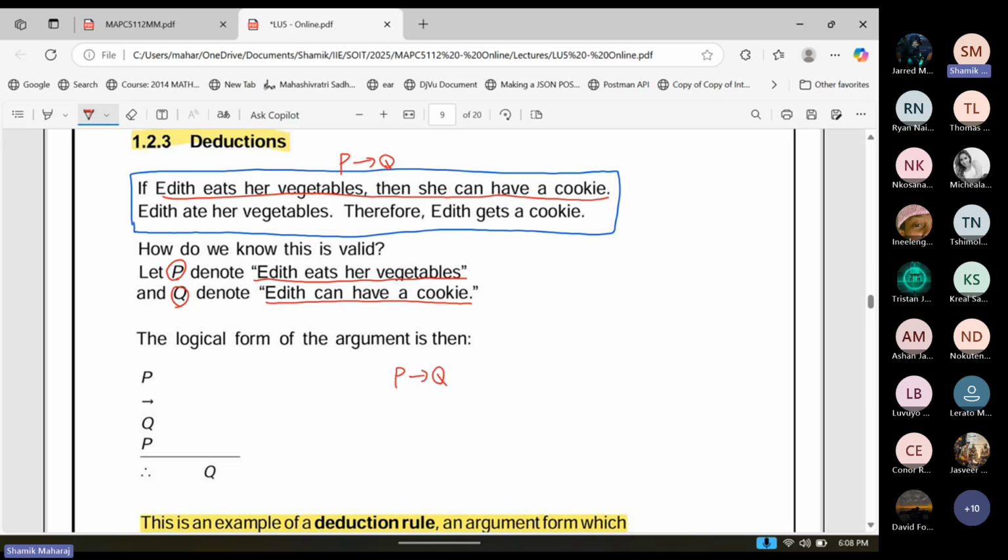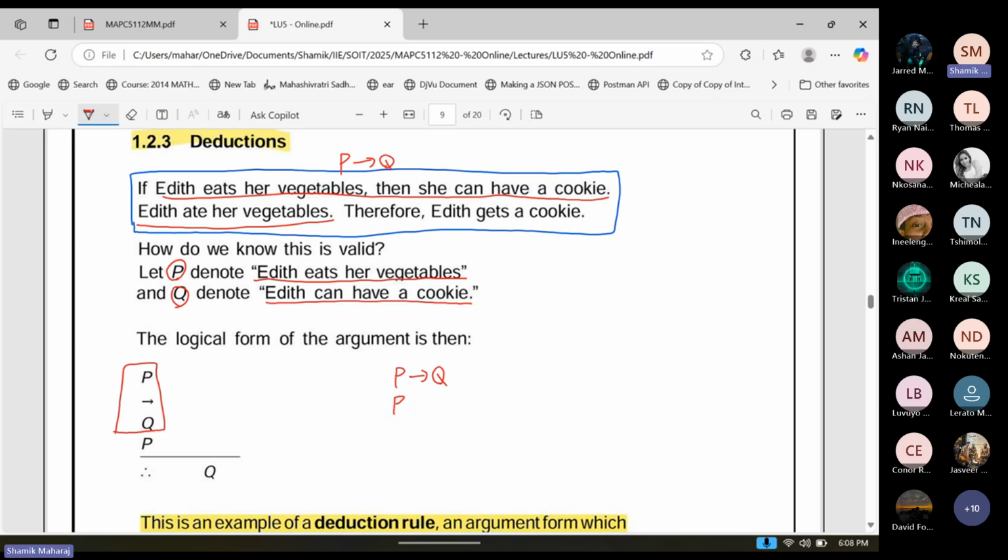That's the first part. Then the next sentence basically says Edith ate her vegetables. That's P. So P is here. I'm not sure why they have Q there first, but it doesn't matter. They just wrote it in a weird way, so just make sure you can see that. I'm not sure why it's in this format, but it's fine as we're doing it.